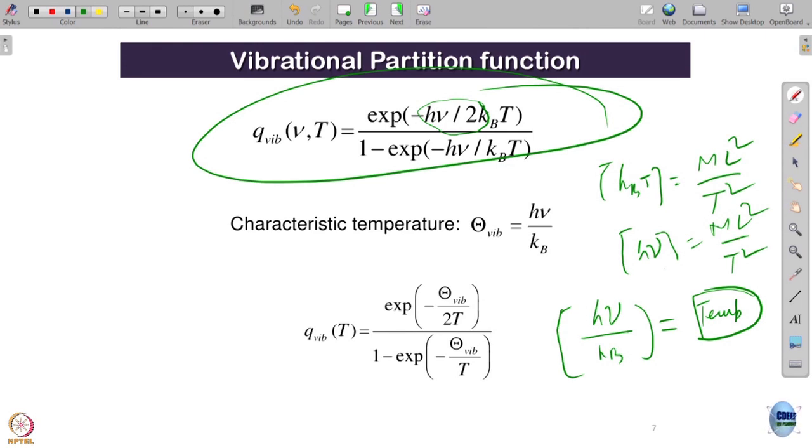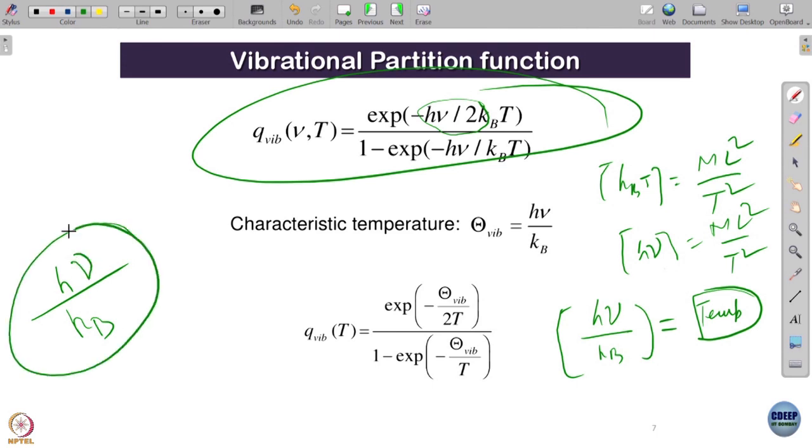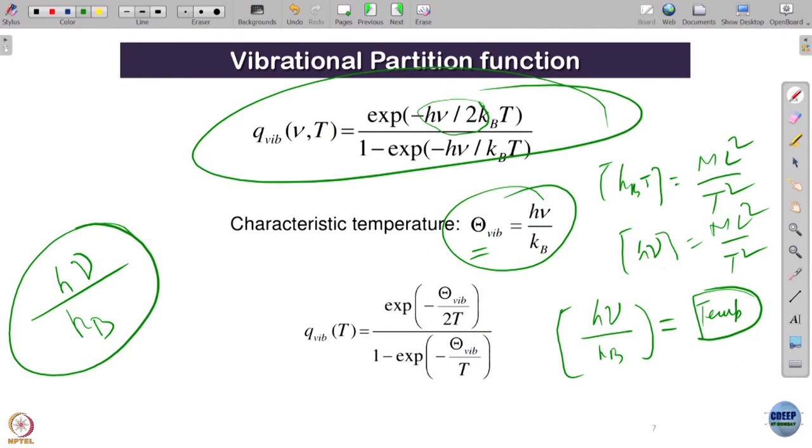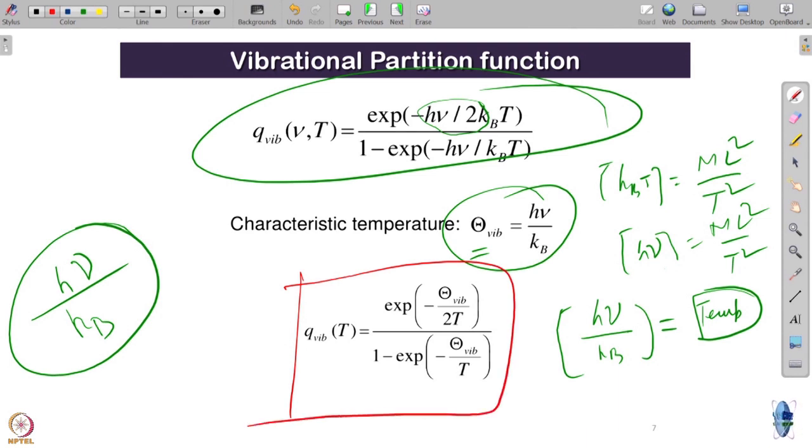Now I define a temperature, a very important characteristic thing. See, it is very interesting. You have one universal constant, Planck constant, you have another universal constant kB, and you multiply by frequency, and you get a temperature. It is a beauty. Planck's constant, Boltzmann constant, and the frequency together define a temperature, and that temperature plays a very important role. That temperature is denoted by theta vibration, the vibrational temperature, how hot a vibration is. Now I can rewrite with this notation: e to the power minus theta vibration by 2T over 1 minus e to the power minus theta vibration by T. So this is now my new partition function. Remember that a factor of 2 is there.